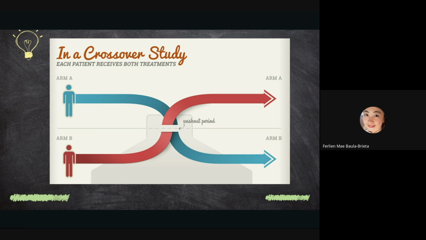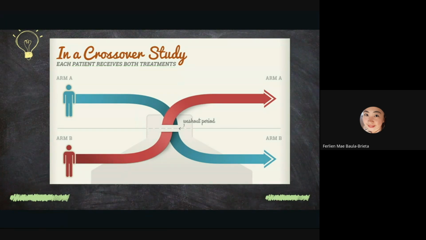The first phase, later you have an activity for data analytics. So this is divided into phase 1 and phase 2. In phase 1, arm A has the intervention, and arm B will have the standard care. During the washout period, there is a specific time where the drugs are being washed out, and then they will cross over, just like this one. So arm B will now have the intervention of arm A, and arm A will now have that of arm B. So that is the crossover study.